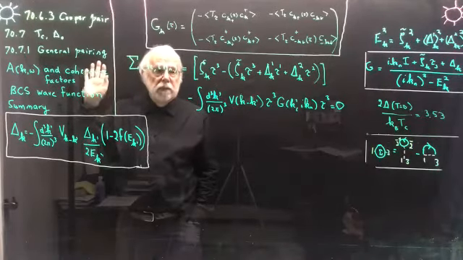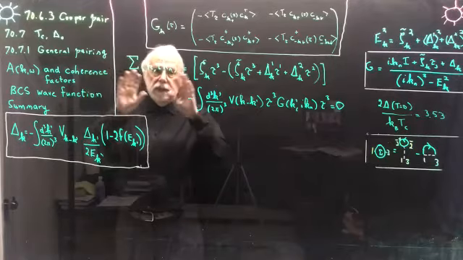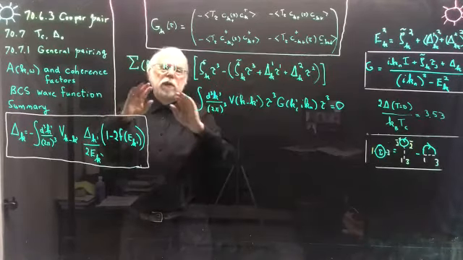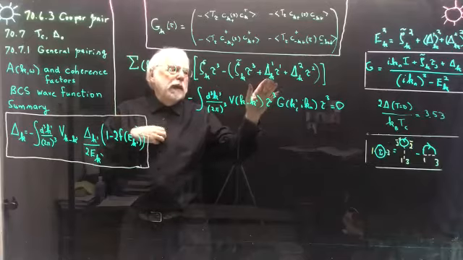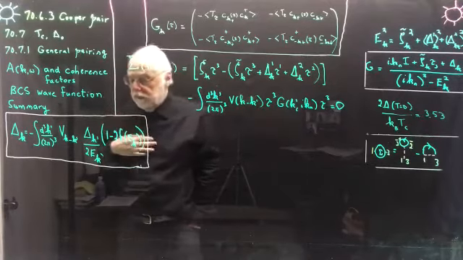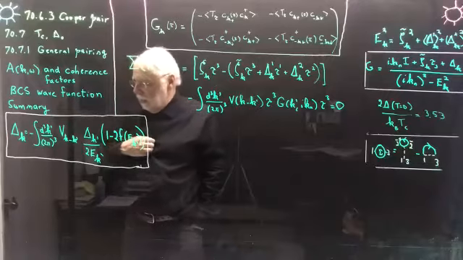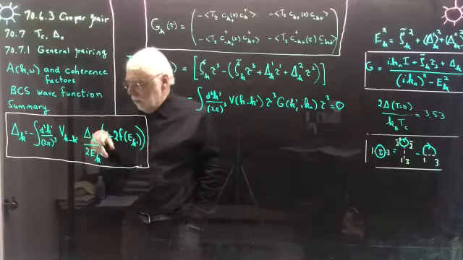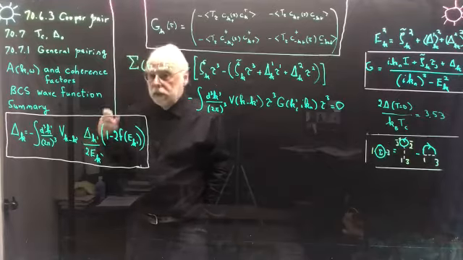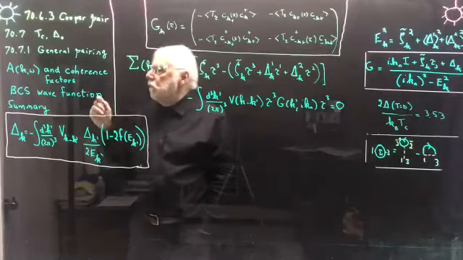Because in BCS, the pairing is isotropic. I mean, if you look at the order parameter, this quantity has no k dependence. But in many materials that have remained difficult to understand, there's some momentum dependence to this thing, and we will see why. I will show you.